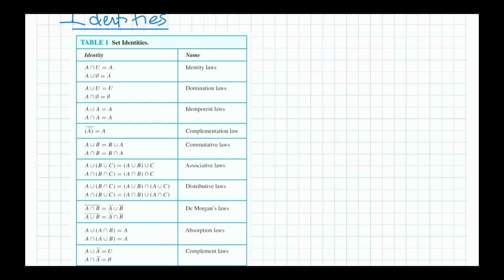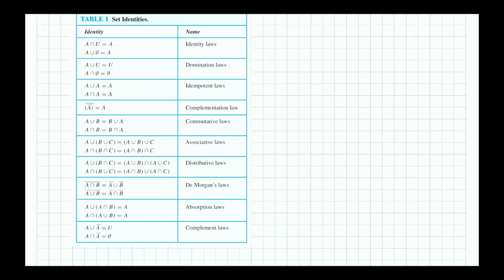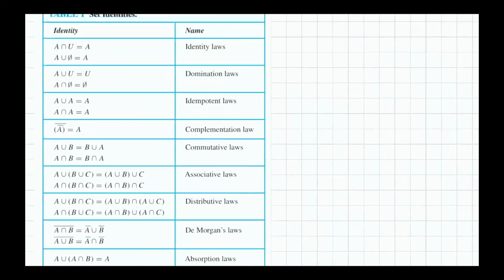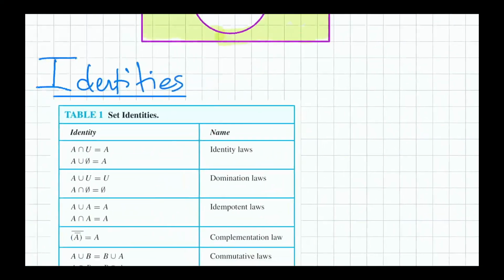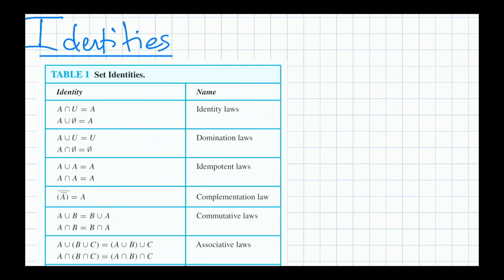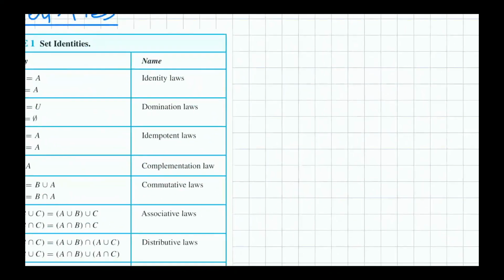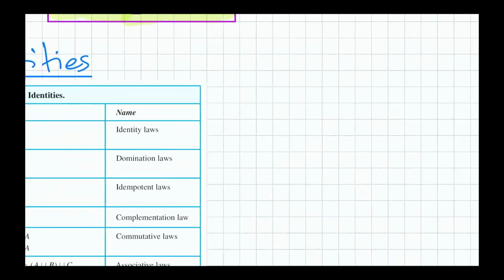Okay, so like I said, these are so basic that there's not a lot you have to do to prove them. And so let's look at some of them. Let's look at a few of these.